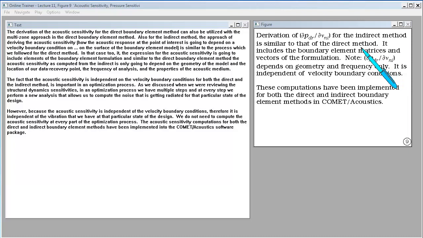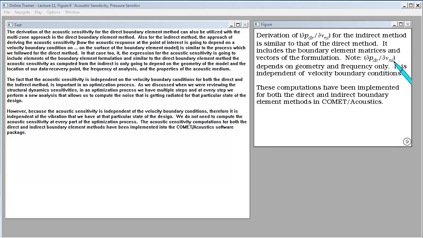In that case too, the expression for the acoustic sensitivity is going to include elements of the boundary element formulation, and similar to the direct boundary element method, the acoustic sensitivity as computed from the indirect is only going to depend on the geometry of the model and the location of our data recovery point, the frequency of analysis, and the properties of the acoustic medium.